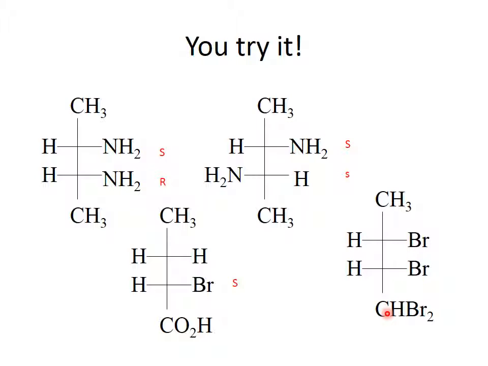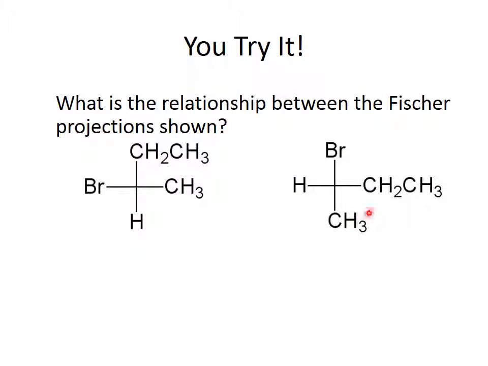Highest priority, next highest priority. This is higher priority than this one because there's only one bromine here and there's two bromines here. Highest priority, second highest priority, third, that's clockwise, but the hydrogen's coming out, so it's S. Go ahead and look at these two and figure out, are these enantiomers, diastereomers, or the same compound? What is it that we have here? What's the relationship?